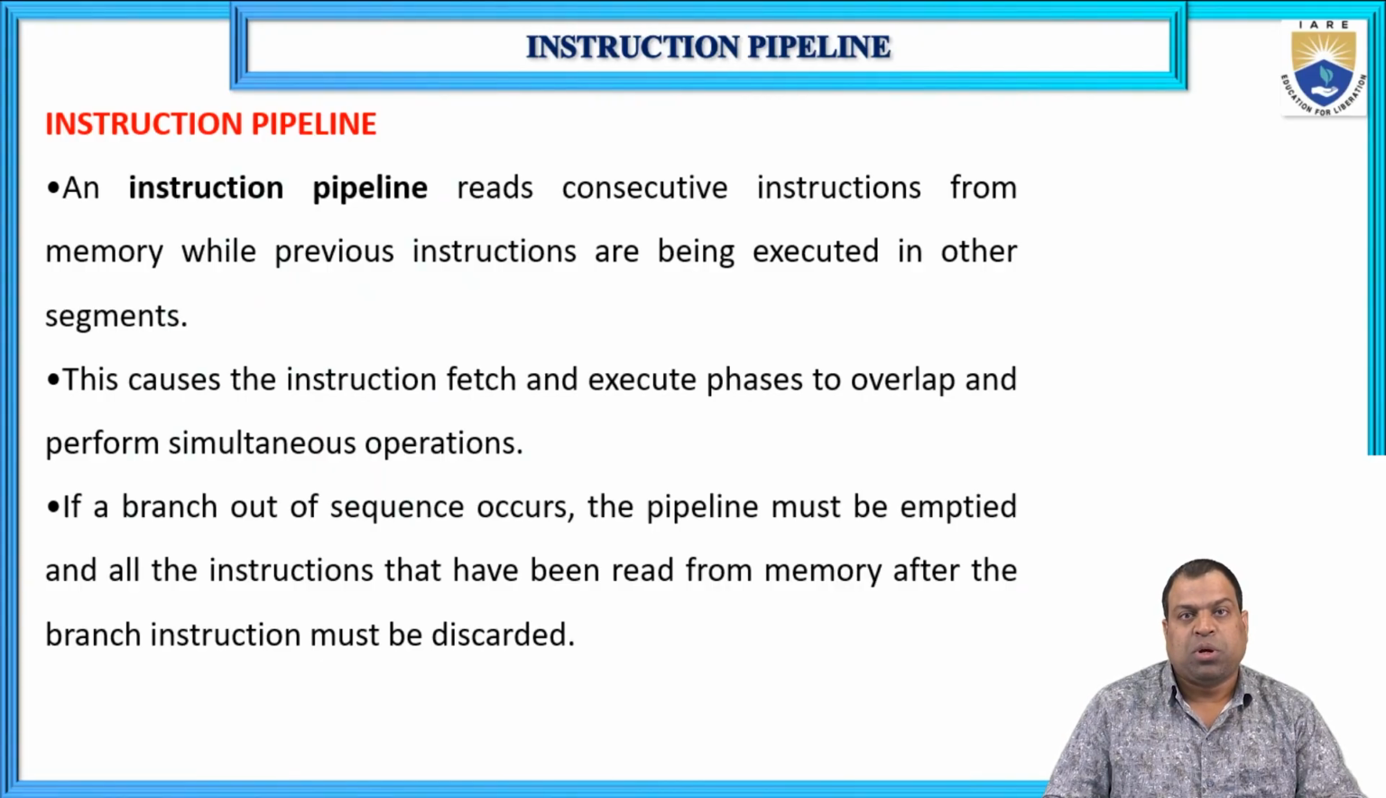Instruction pipelining reads consecutive instructions from memory while previous instructions are being executed in other segments. This causes the instruction fetch and execute phases to overlap and perform simultaneous operations. If a branch out of sequence occurs, the pipeline must be emptied and all the instructions that have been read from memory after the branch instruction must be discarded.